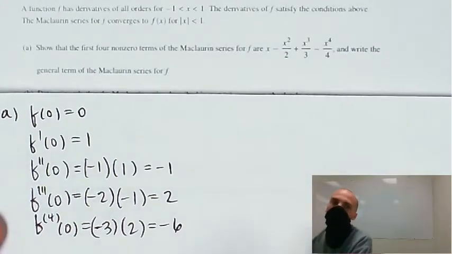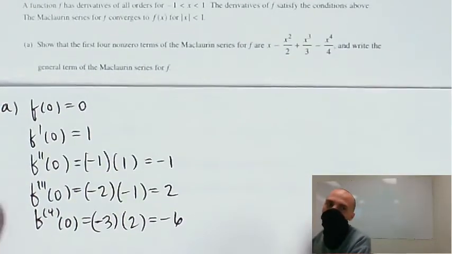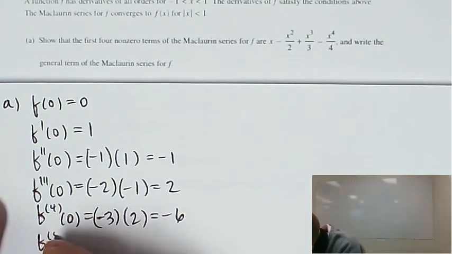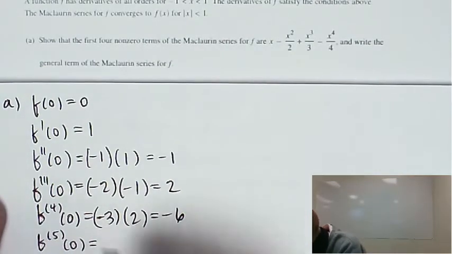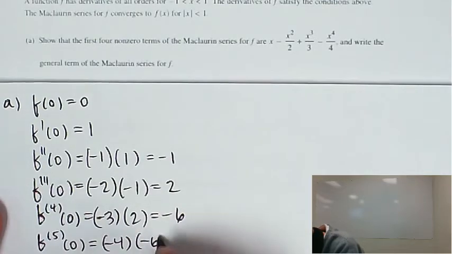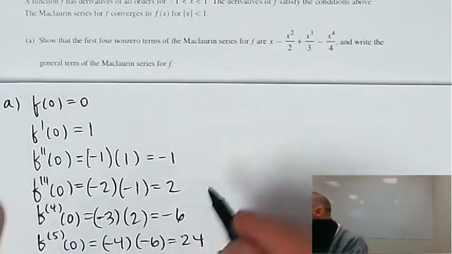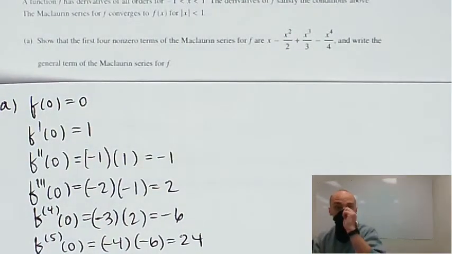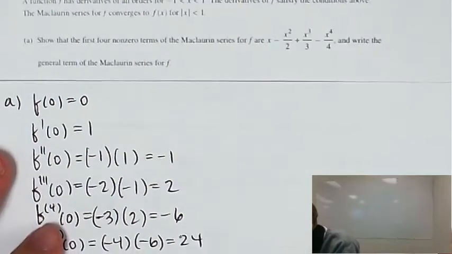I think you may or may not be seeing the pattern at this point, but after 5 you will see the pattern. That's going to be negative 4 times the previous one, and that's 24. 1, 2, 6, and 24, those are factorial. That's a factorial sequence, and we need to be able to recognize that.